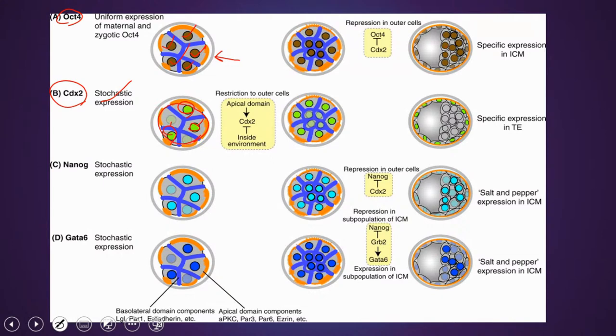But what will happen? CDX2 inhibits OCT4. So where CDX2 will be present, OCT4 cannot be present. Now where does CDX2 form? The apical domain activates CDX2, but the inside environment inhibits CDX2. So automatically CDX2 is pushed towards the outside. Inside environment, they cannot survive. So in trophoblast cells, T means trophectoderm, there will be expression of CDX2. But in the inner cell mass, there will be expression of OCT4.